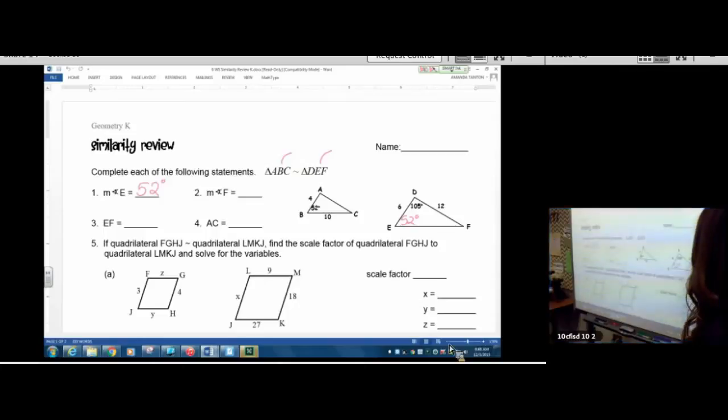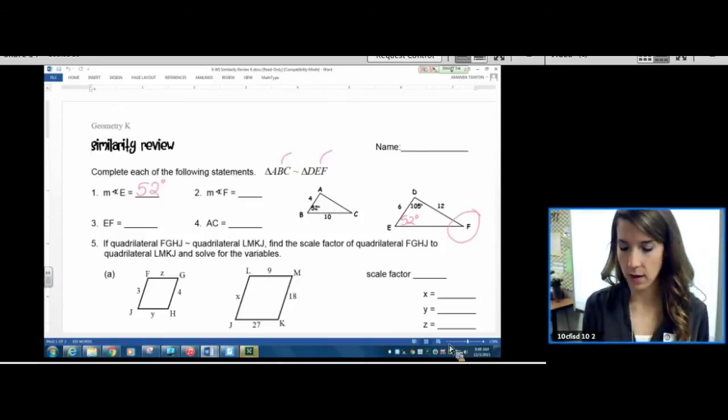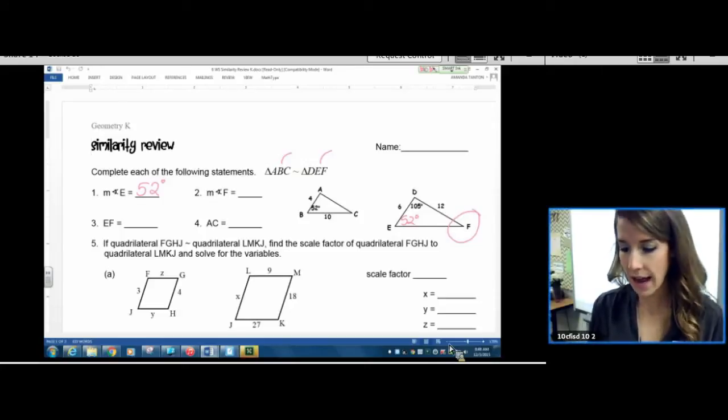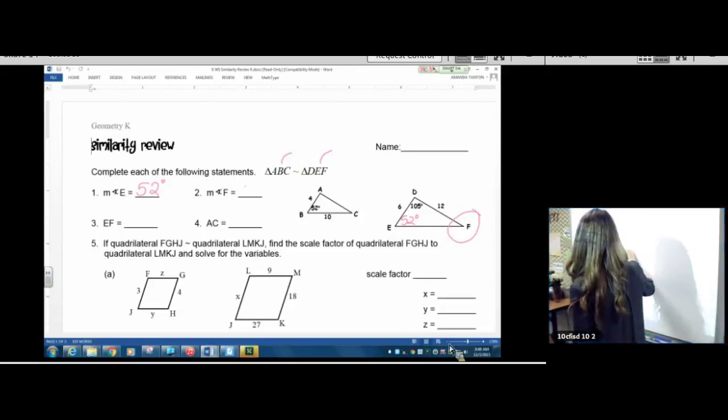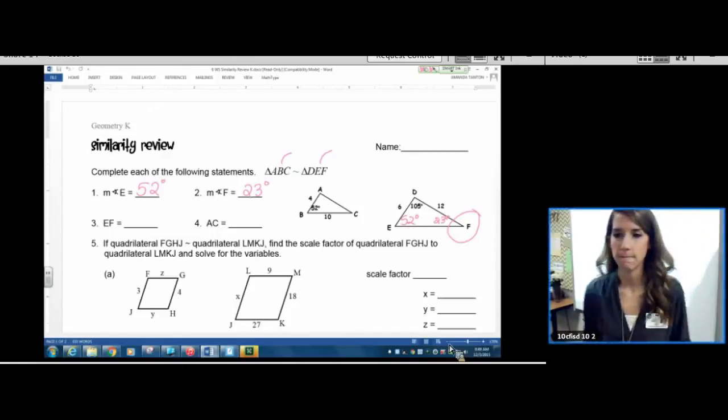Angle F is yet to be determined. We will use good old triangle sum theorem. Subtract those from 180, and the remaining degrees in the triangle is 23 degrees.